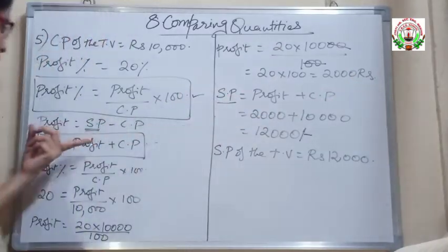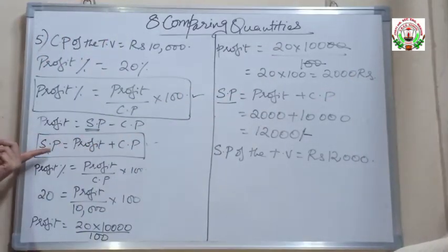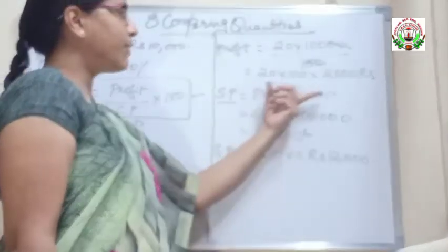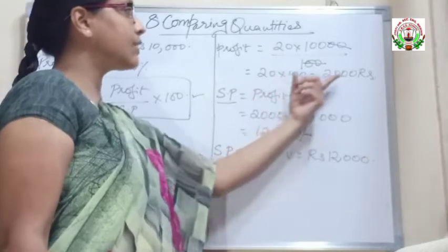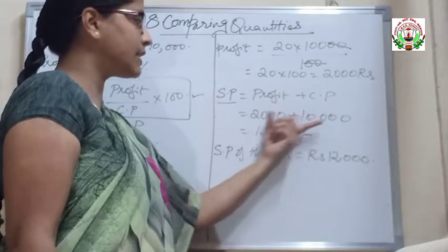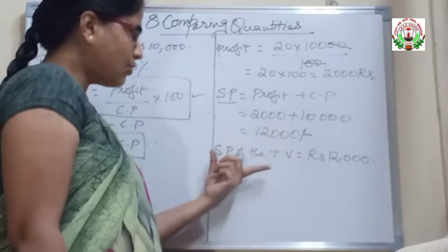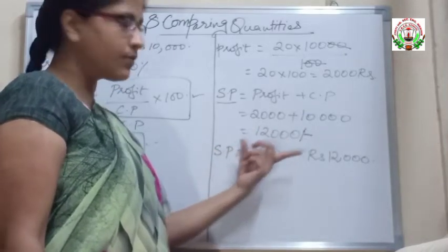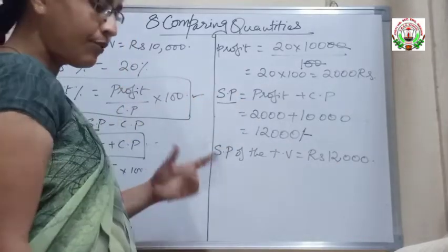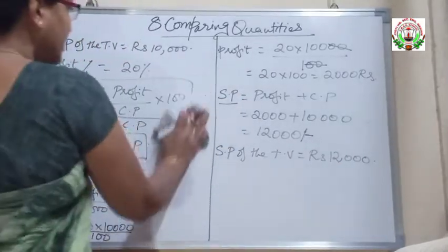And now I am going to use the second formula to find the selling price of the TV. So SP is equals to profit plus CP. Profit I got as 2,000 rupees and cost price is 10,000 rupees. So 2,000 plus 10,000 is 12,000. So SP of the TV, that is selling price of the TV, I got as 12,000 rupees. This is your fifth question. Now your sixth question.